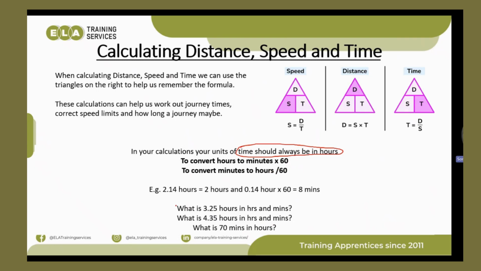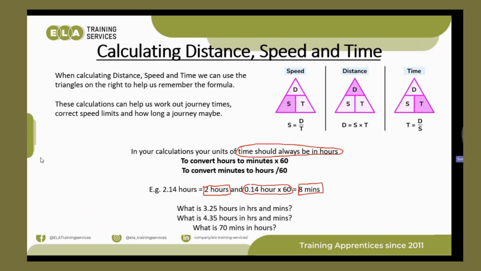So for example, say a question said a journey took 2.14 hours. This does not mean 2 hours and 14 minutes. It means 2 hours and 0.14 of an hour. So what we do is we multiply that by 60 to get our minutes, which is 8. So 2.14 hours is 2 hours and actually 8 minutes, not 14.